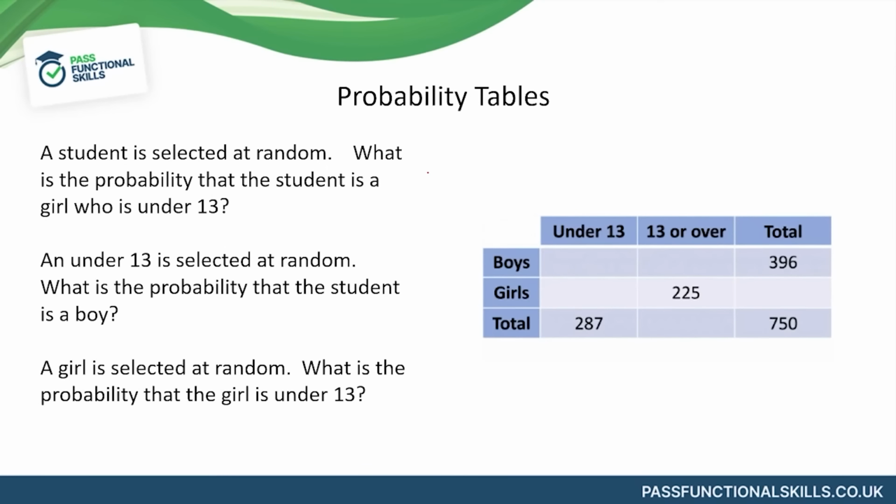Okay, so what we have here is a probability table, or a two-way table. First of all, what you need to do is fill in all the incomplete data. Now, if you've got a column or a row where there's only one gap, you can fill it in.